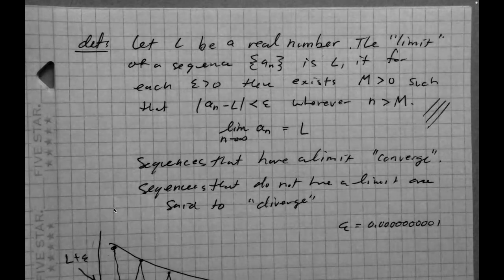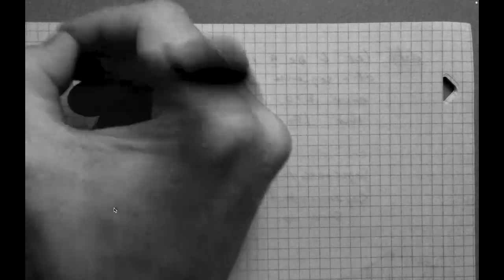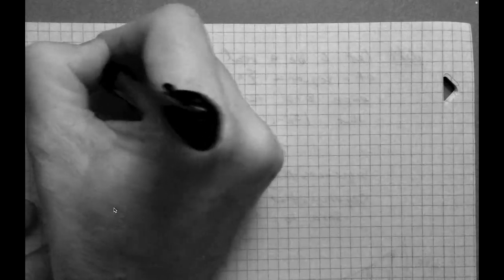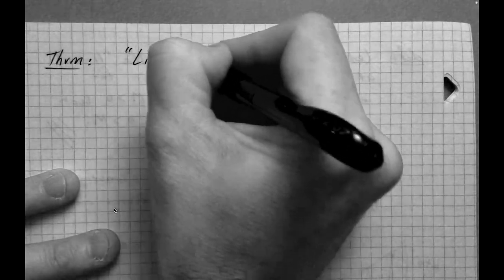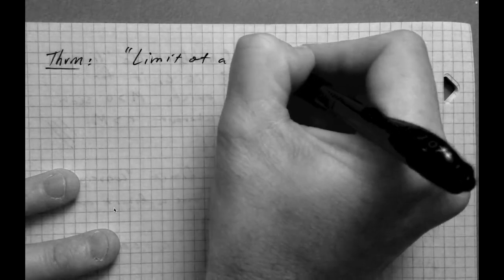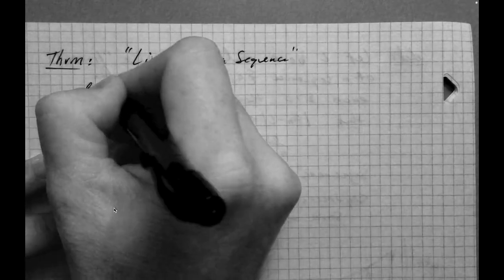So, all right, let's start discussing some properties here. The first one is the following. This is more of a theorem. This is the limit of a sequence. So let L be a real number.